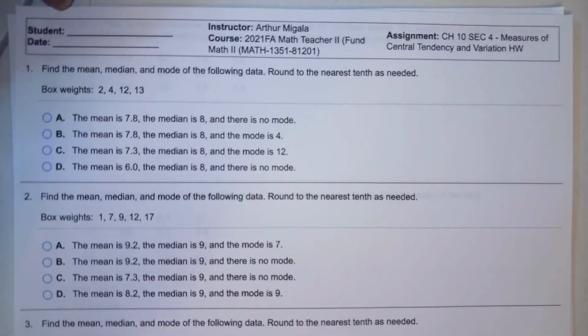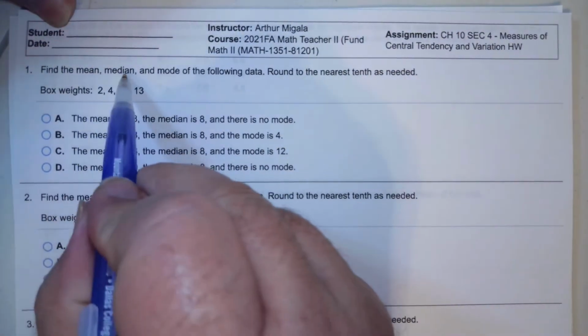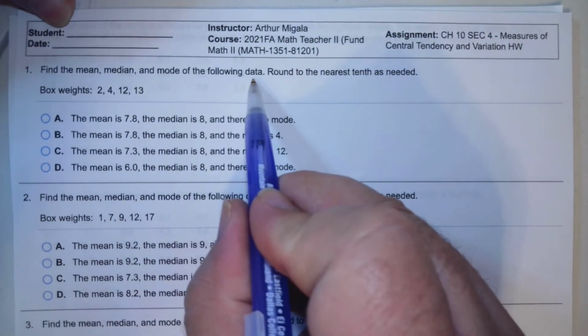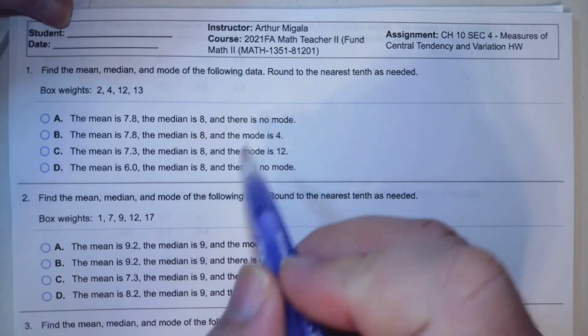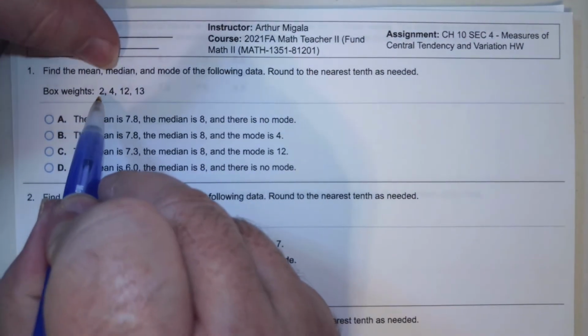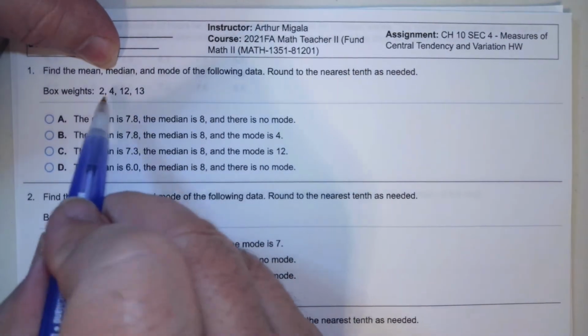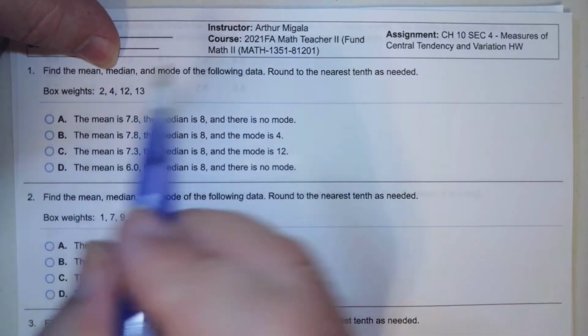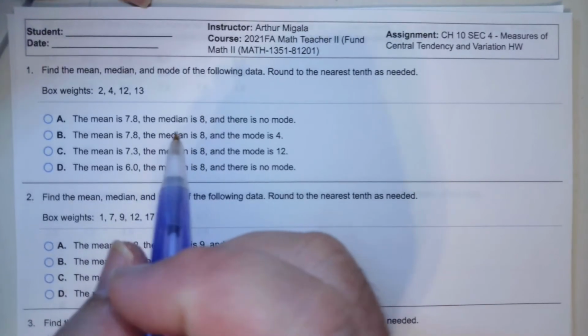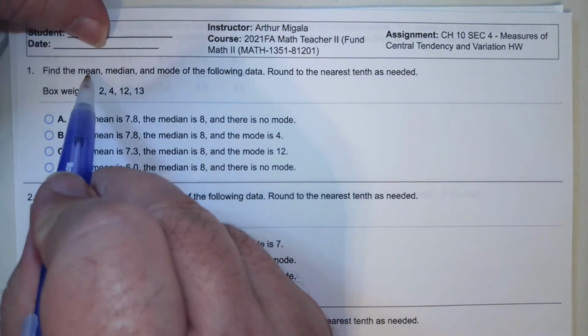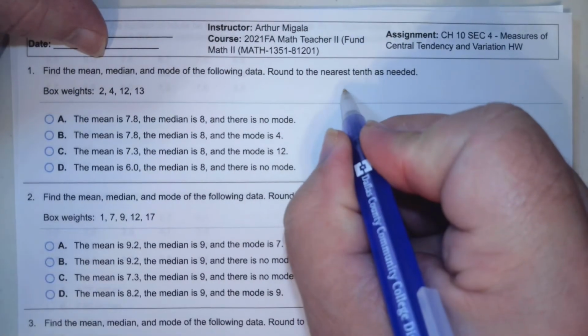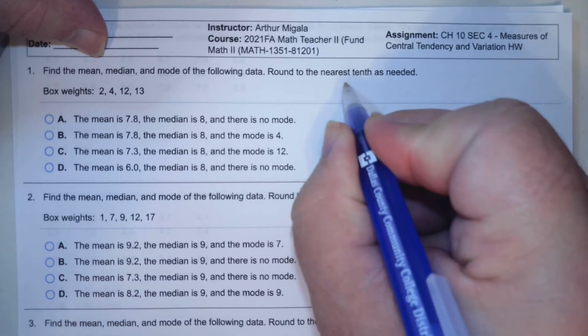Question number 1. Find the mean, median, and mode of the following data. Round to the nearest tenth as needed. So, the first thing you always do is sort your data in increasing order. It'll help us find information later on. So the mean is the average.